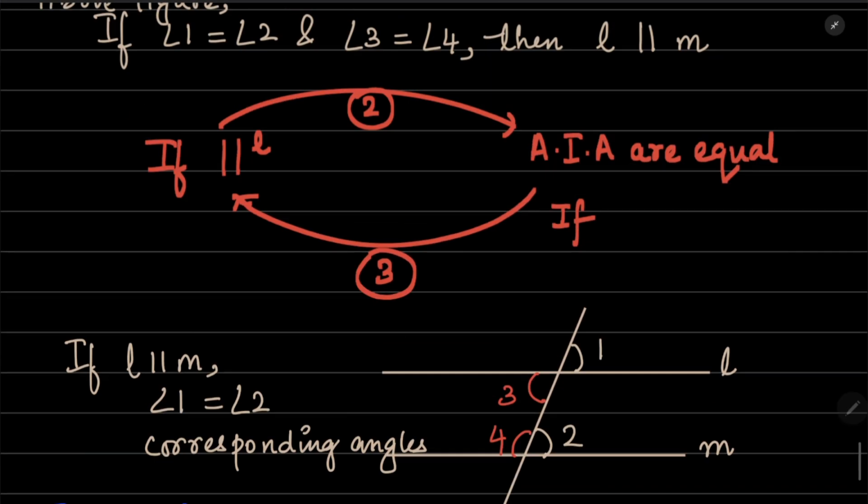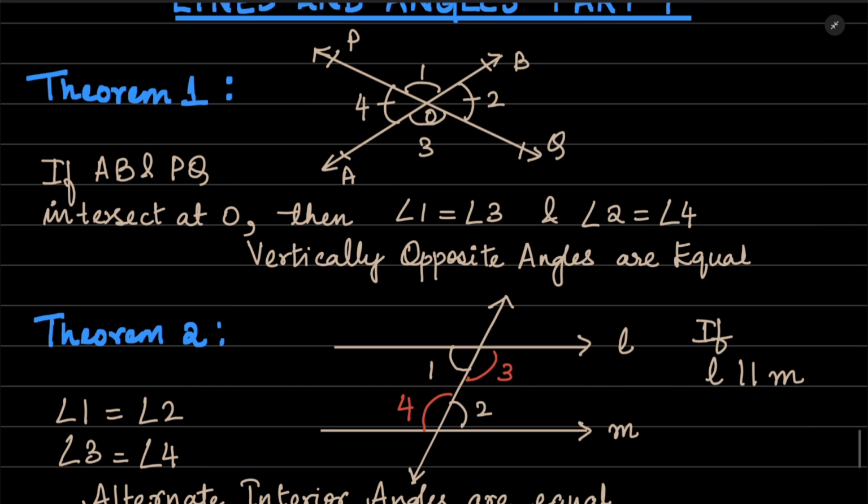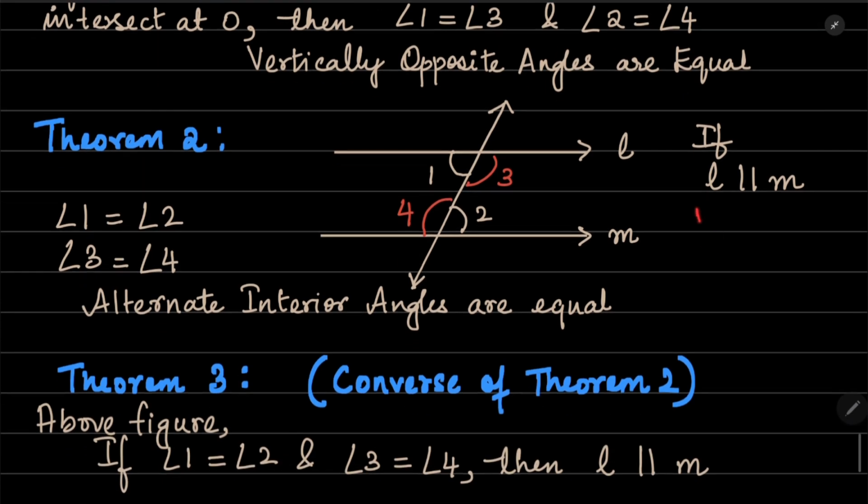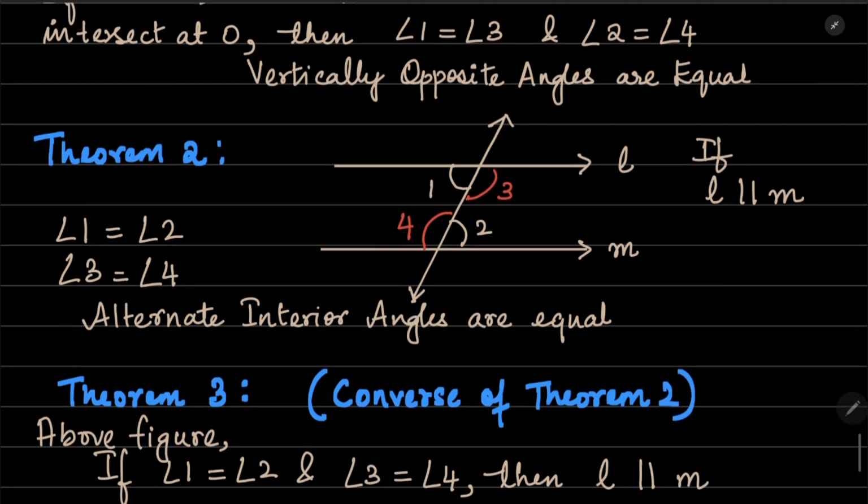So far, what did we study? According to theorem 1, if you have two lines intersecting each other, then vertically opposite angles are equal. Second, if you have two parallel lines and a transversal, always remember that alternate interior angles are equal. Third, if alternate interior angles are equal, then the lines are parallel. These two are just converses. So 1 is vertically opposite angles; 2 and 3 are: if parallel, then alternate interior angles are equal, and if alternate interior angles are equal, then the lines are parallel. So 1, 2 and 3, I am sure you understood.